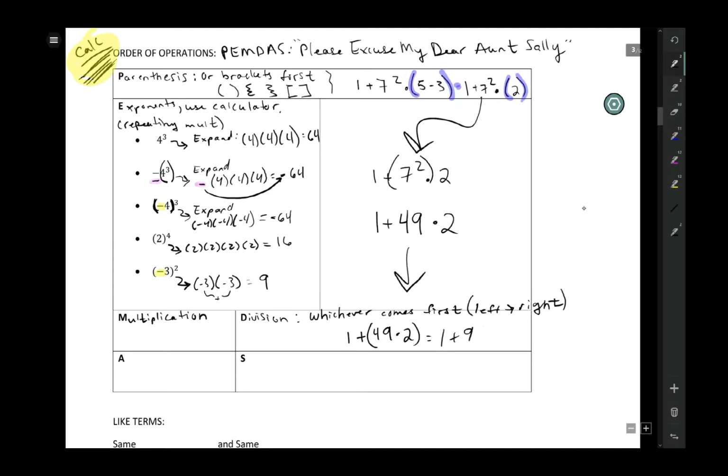1 plus 98. Lastly, the same idea with addition and subtraction. Whichever is first, from left to right. Well, for our example here, we just have 1 plus 98. So 1 plus 98 equals 99. But notice, if you do not subtract first, and you multiply and things like that, you might get a very different answer. So take your time with these.